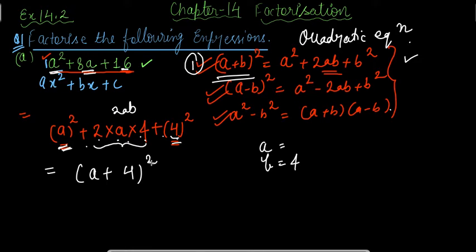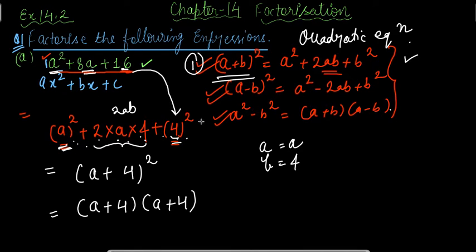4 whole square. So my factors of the given expression will be a plus 4 and a plus 4. Right, because my a is equal to a here and b is 4. So for a quadratic equation we have made use of an algebraic identity to factorize it. We have written a square as a whole square, and 16 is a perfect square number which can be written as 4 square.